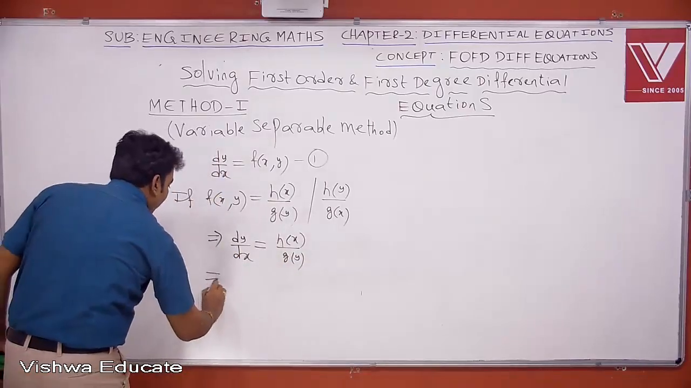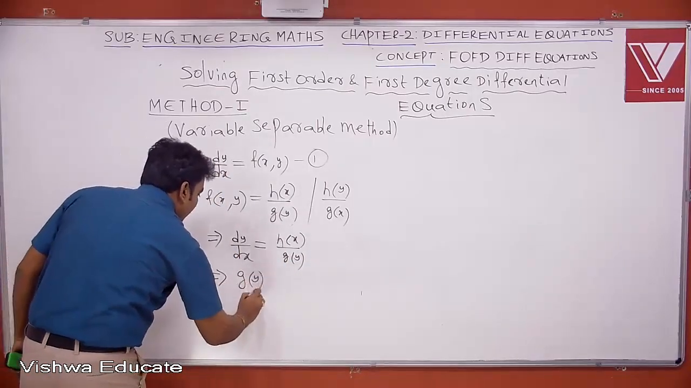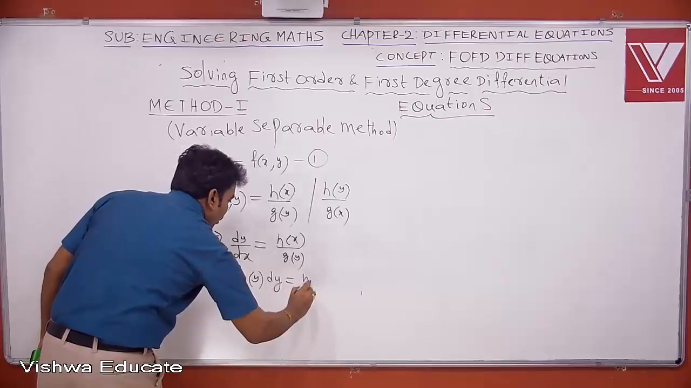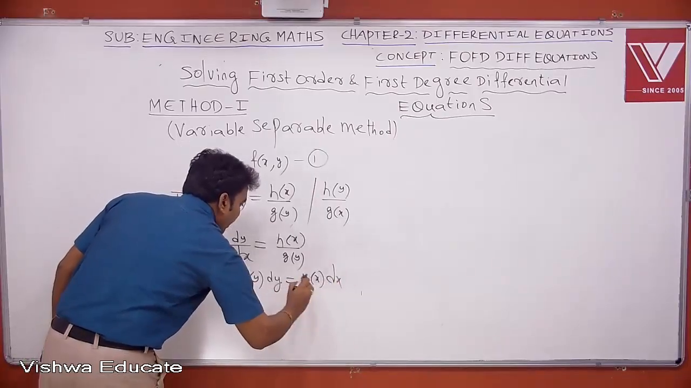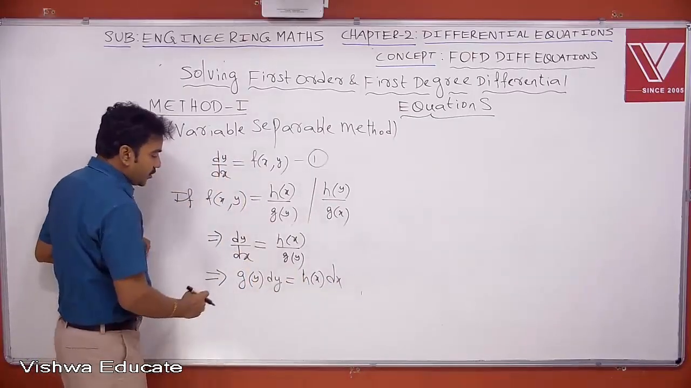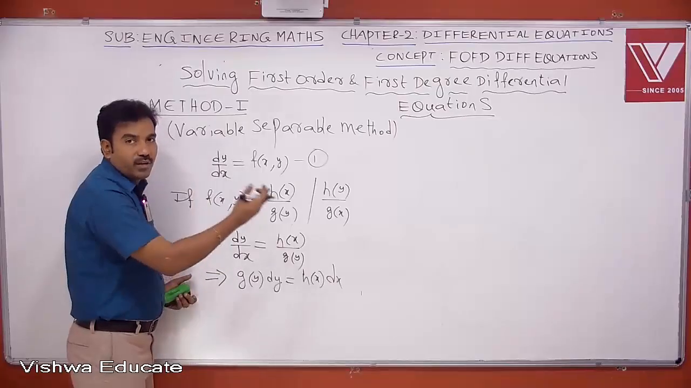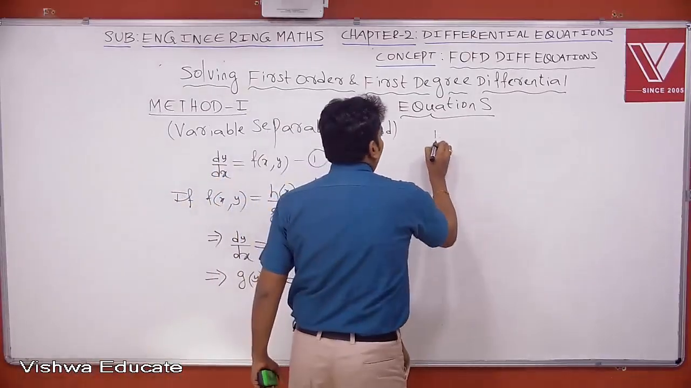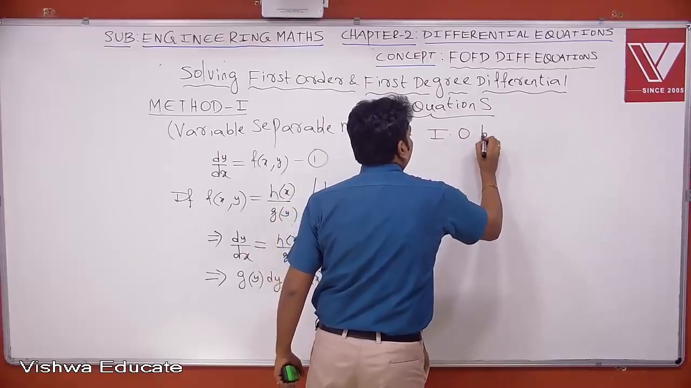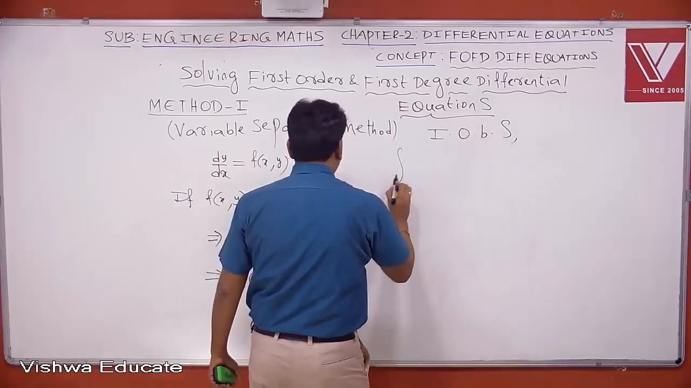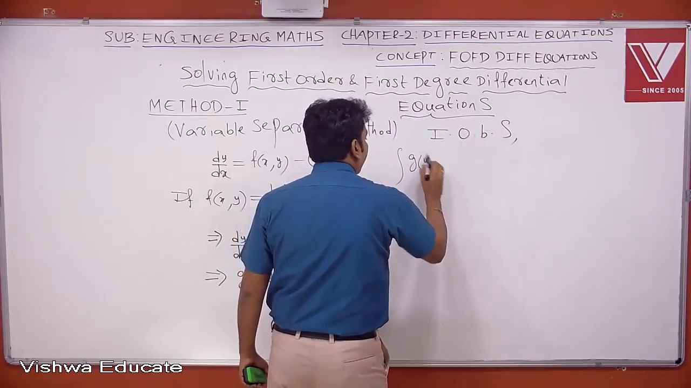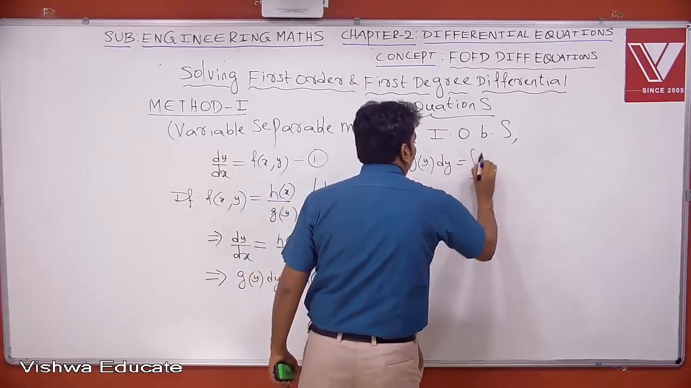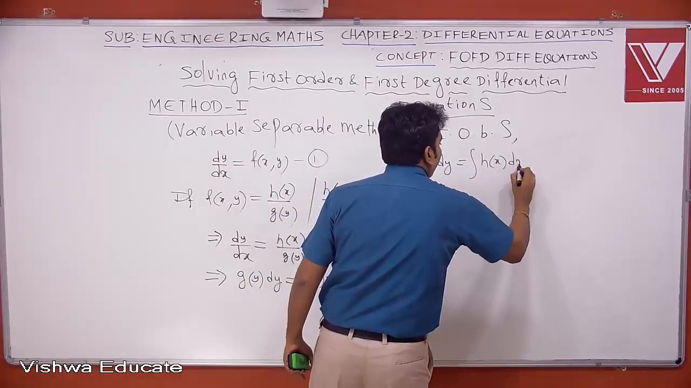Now cross multiply this equation. This equation is g of y dy equal to h of x into dx. Now what happened is y variables are one side, x variables are one side. Now apply integration on both sides. We get integral g of y dy equal to integral h of x dx plus c.